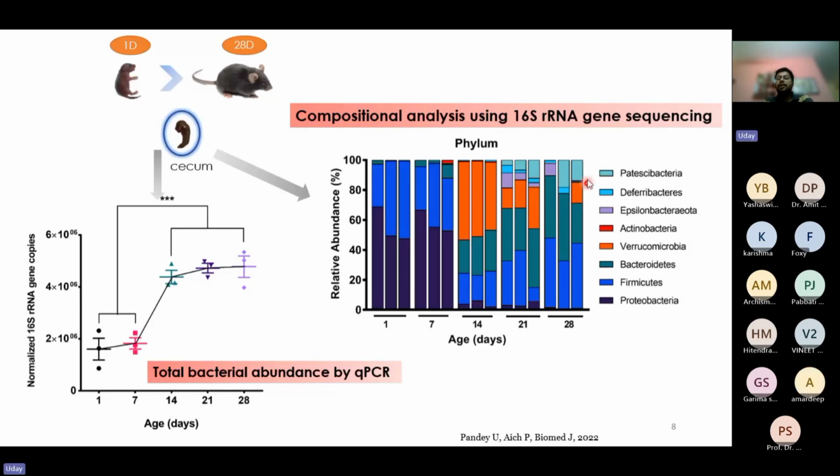And when we look at the major populations of the microbiota at 21 and 28 days, we found that Bacteroidetes and Firmicutes are coming. So Bacteroidetes and Firmicutes are more adult kind of microbiota. So as the age increases, the adult microbiota population is localizing in the neonatal intestinal layer.